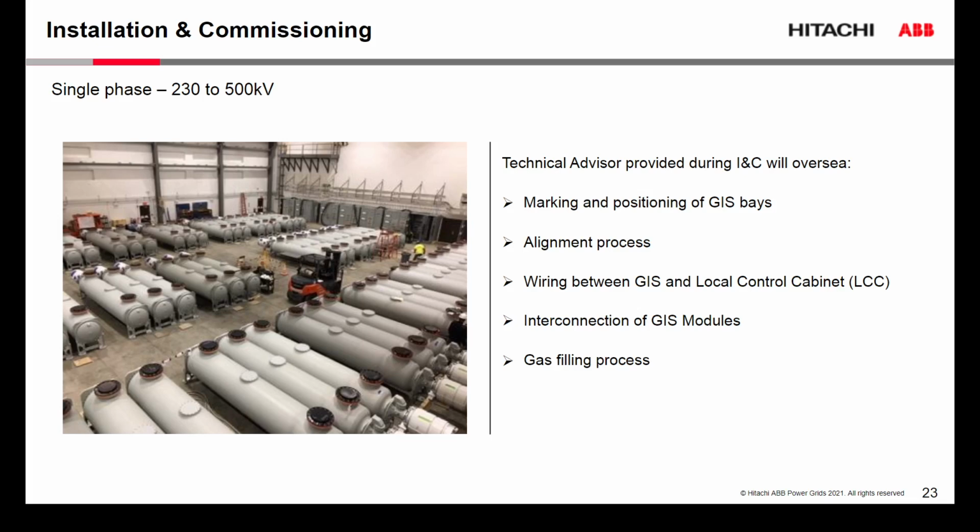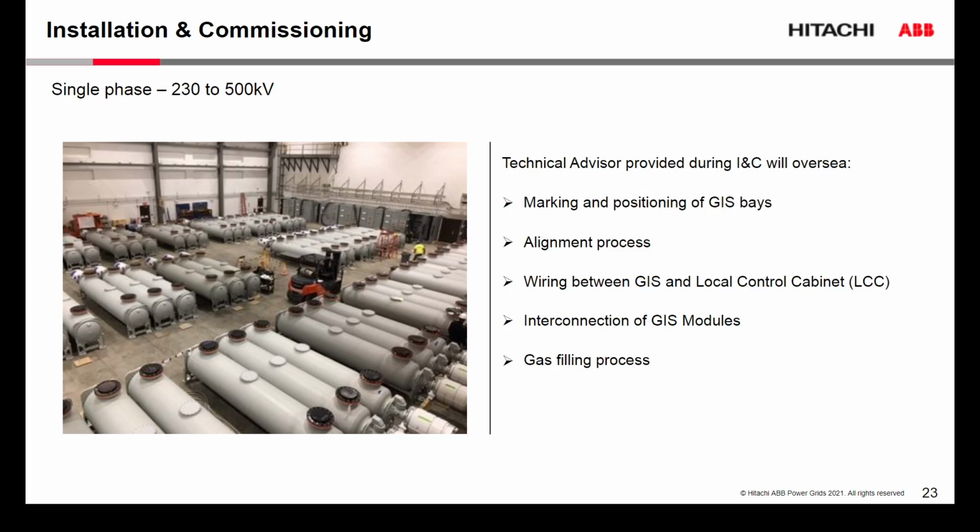A typical GIS project comes together with a technical advisor who will provide the oversight during the installation. He will mark the position of the GIS on site. He will make sure that it's aligned, and that is something they are doing here currently. They are in the aligning process. He will make sure the right wire runs between the GIS and the control cabinets, that the right interconnections are done between the modules, and he will also ensure that the gas filling process is done correctly.